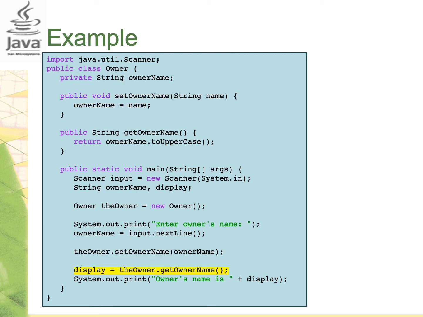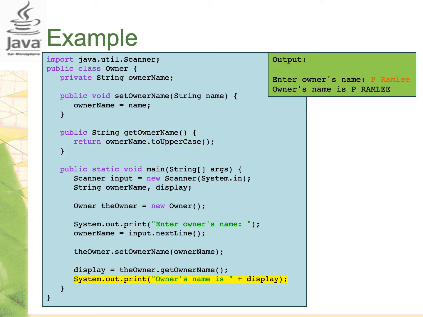Going back to the line within the main method, we want to call getOwnerName method and keep the value that the method returns into a variable called display. The getOwnerName changes the ownerName variable value to all uppercase and returns it to variable display within the main method.